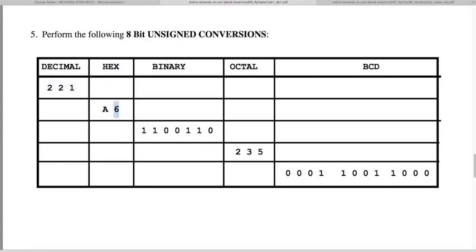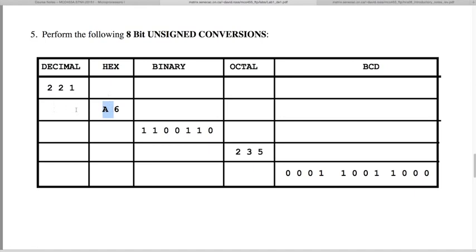Now in hex, it's this way. This is the 16 to the 0 place, or the ones place. So we have 6 ones. And over here, what we have is 10 16s, or 16 to the 1. So 10 16s plus 6, 160 plus 6. So the answer here is 166.